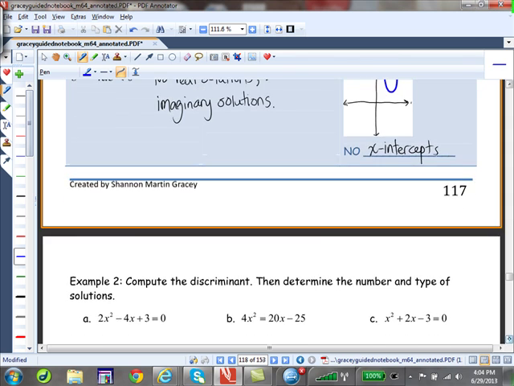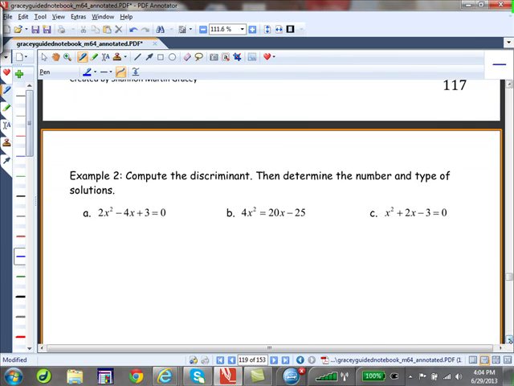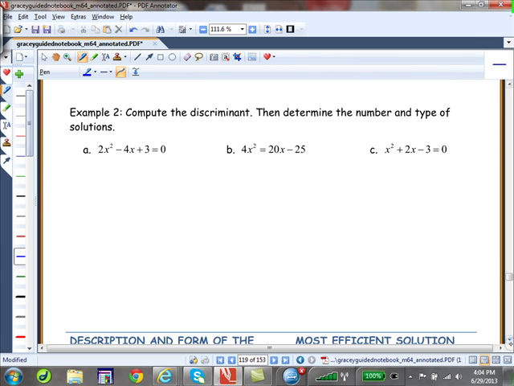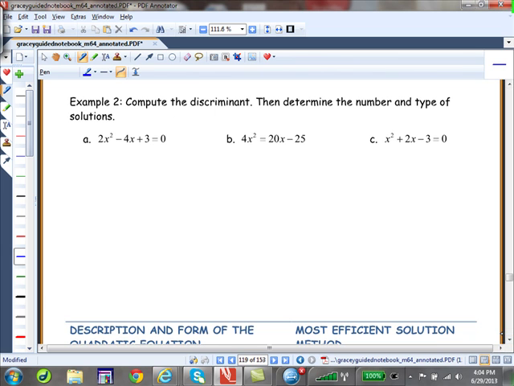Okay. So here we go. Let's compute these discriminants and figure out the number and type of solutions. So go ahead and pause the video and see how you do.